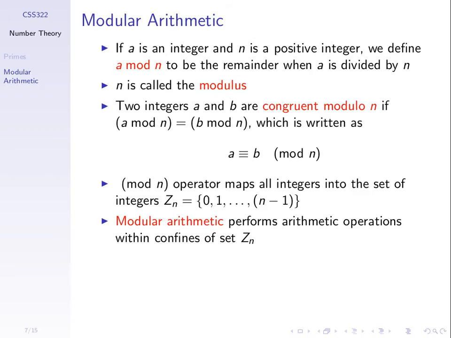n is called the modulus. So we talk about the modulus. We can say two integers, a and b, are equivalent, or more precisely, congruent modulo n if a mod n equals b mod n. And sometimes we'll write it like this: a, the equivalent sign with three lines, b in brackets mod n, meaning a and b are the same when we mod them both by the same number n.